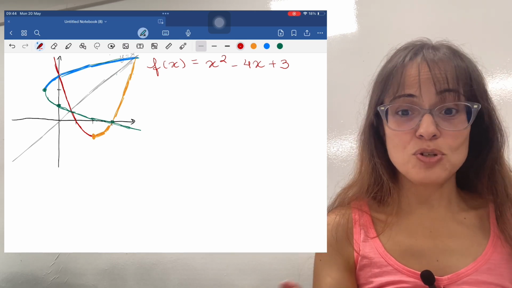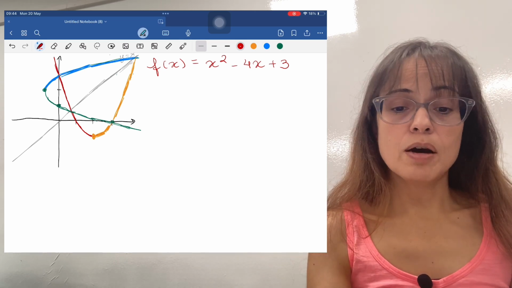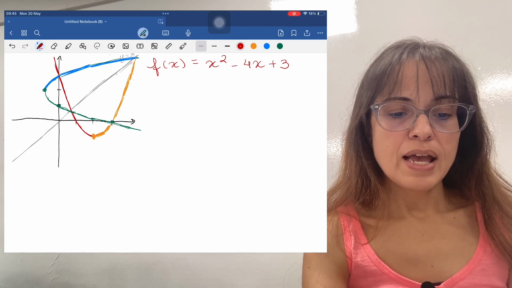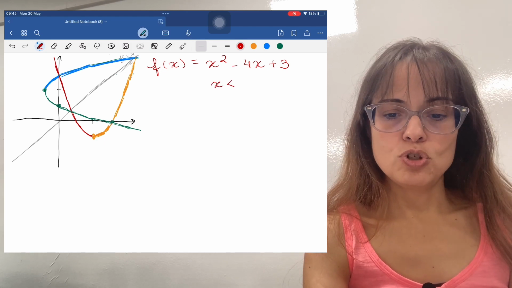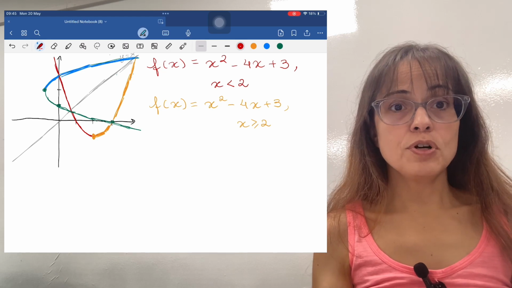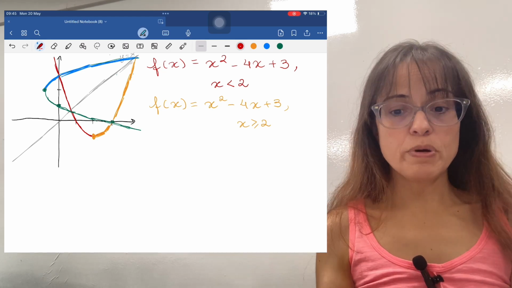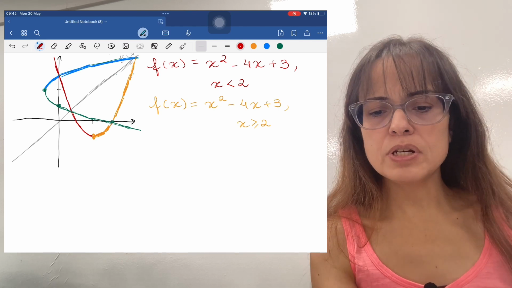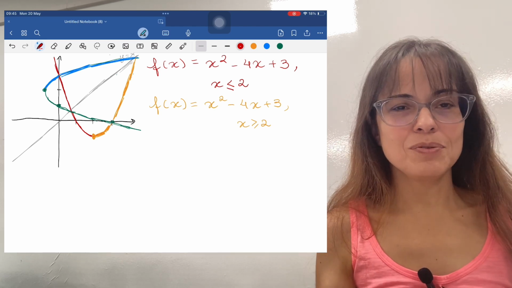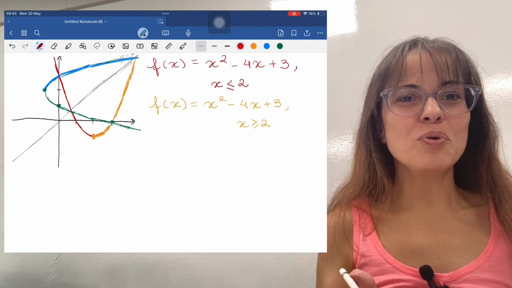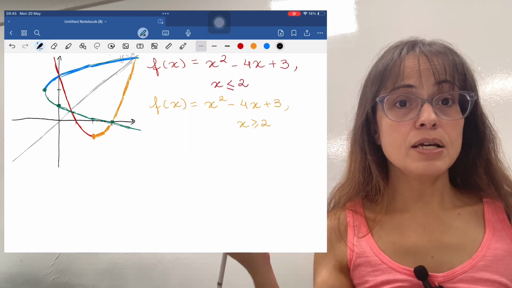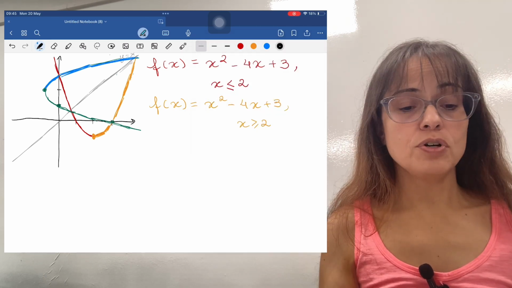Let's talk about this domain restriction that just happens. The red function is that quadratic for x less than 2. And the orange function has the same expression, but the domain is different. It's x bigger or equal than 2. Actually, I'm going to put the equal on both domains. It doesn't really matter if you have a point that belongs to both domains. They are different functions. So that's the expressions of the red and orange functions.